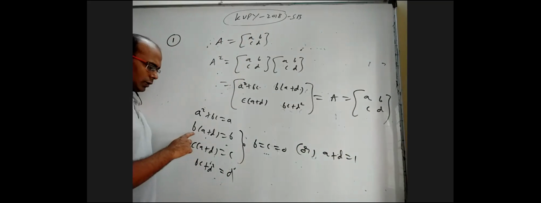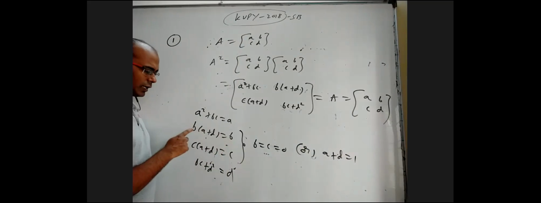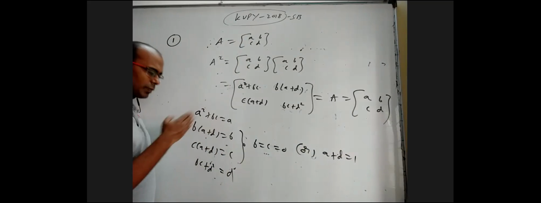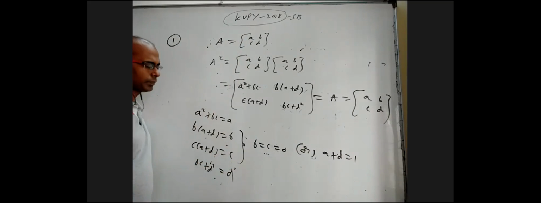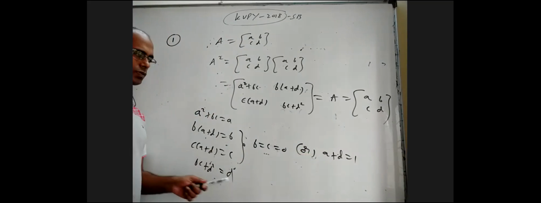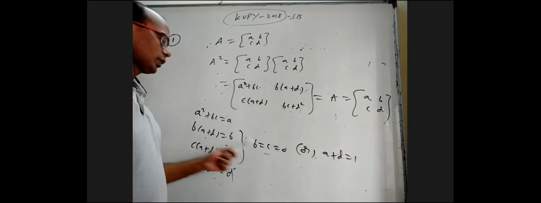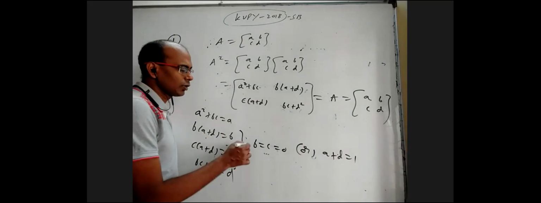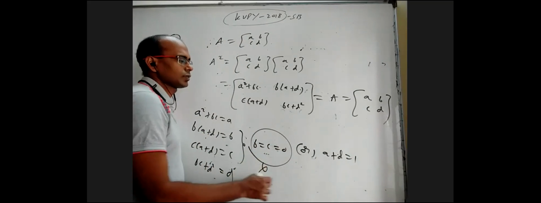Why? If you take B common, you will get B into A plus D minus 1 equal to 0. Either B is 0 or A plus D minus 1 is 0. Okay, so that is A plus D is 1. When A plus D is 1, B equals B, C equals C. If A plus D is not 1, okay, but in the question they said non-zero element, so I cannot take this. So I have to take this.